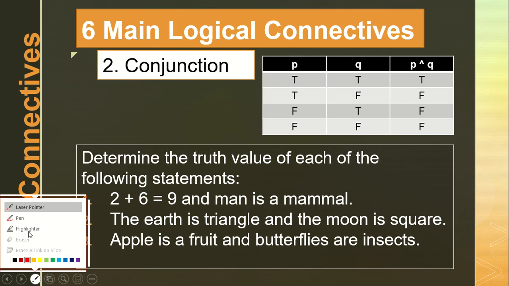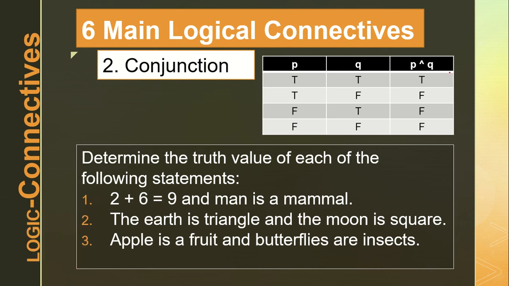Now take note, this will be our reference table. The truth table will be our reference. Again, we will assign one atomic statement per variable. So if this will be our P and this is our Q, then we need to identify the truth value of P. 2 plus 6 is equal to 9. Is it true or false? It's not true, because 2 plus 6 is equal to 8. So P is false. I will just use the equal sign since the arrow will be used later on.